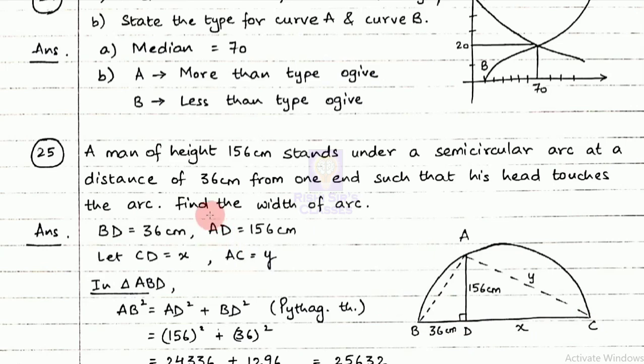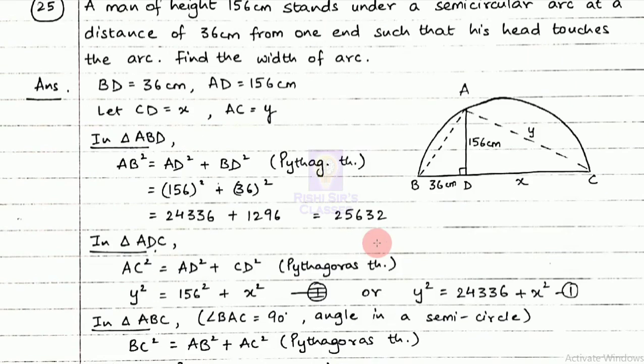Basically, we need to find out the width of the arc. What is the meaning of width of the arc? Width of the arc means we need to find out the value of BC. So from that we can apply the concept of Pythagoras theorem, because we know that in a semicircle the angle formed by the diameter should be equal to 90 degrees.